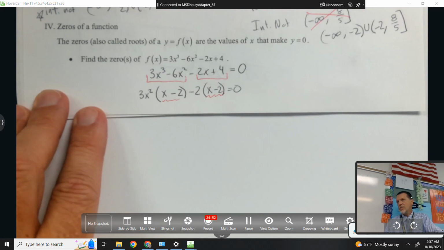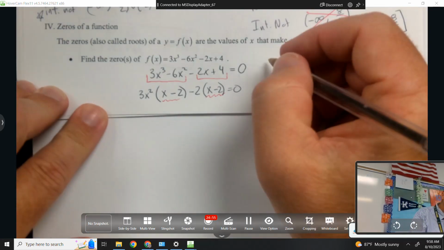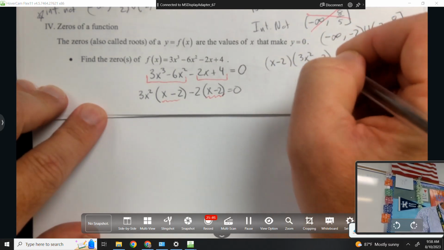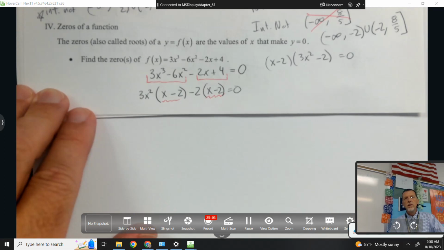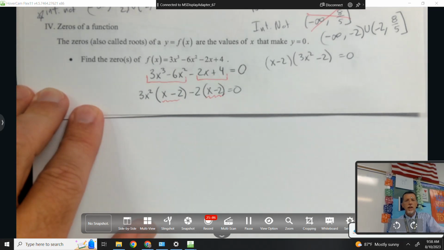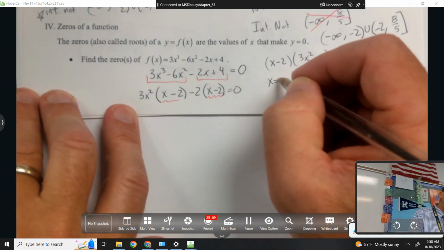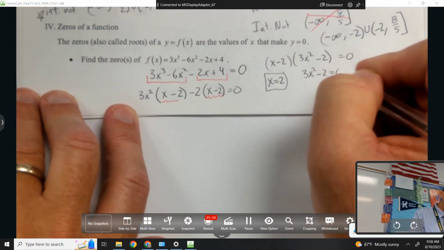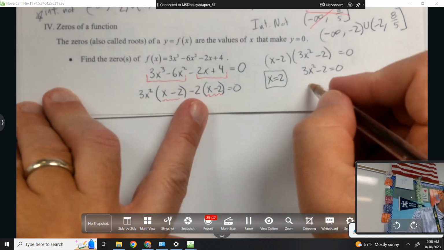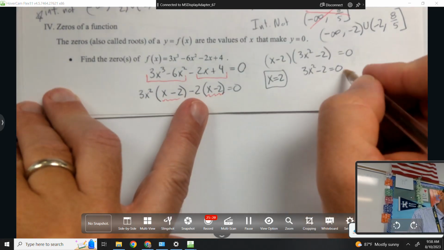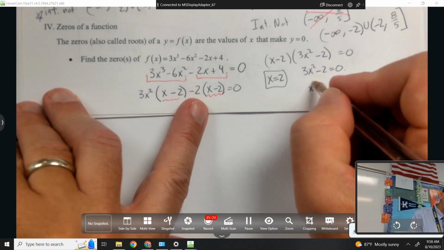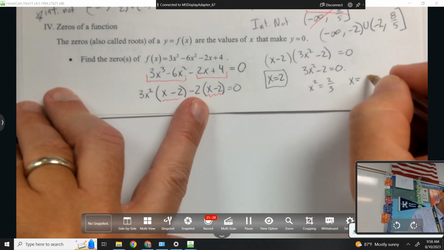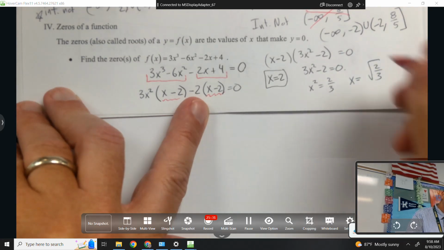That's fun when the leftovers are the same, because now you can factor the x minus 2 out front. And that leaves 3x squared minus 2. So first one's easy, x equals 2, that's one answer. And then 3x squared minus 2 equals 0. So add the 2, divide by 3. And then square root both sides. Don't forget the plus or minus.